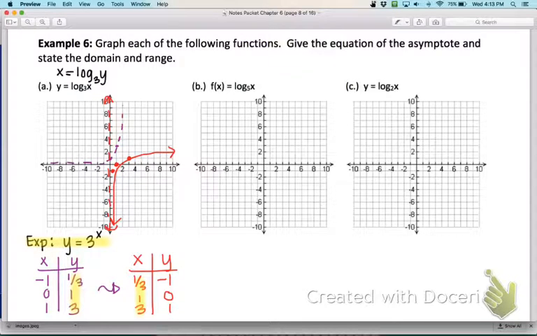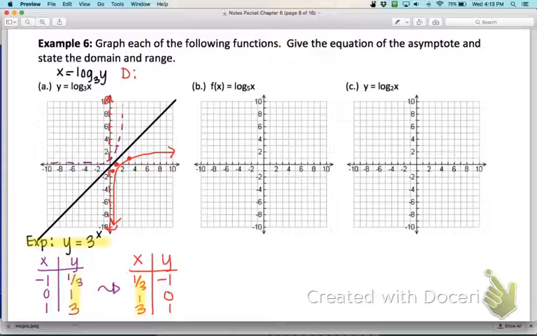And so you see, if we kind of imagine that reflection line here, that we have perfect inverses of each other. Our x's and y's are switched. You only need to graph the logarithm. And so then it asks for domain, range, and asymptote.